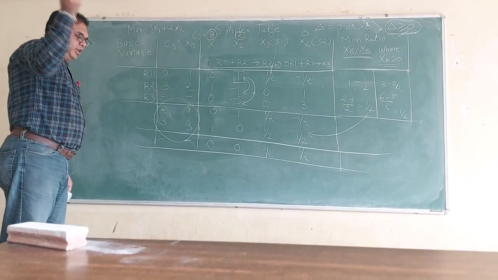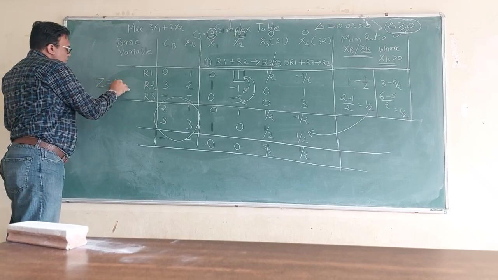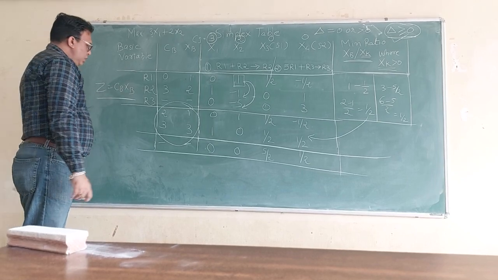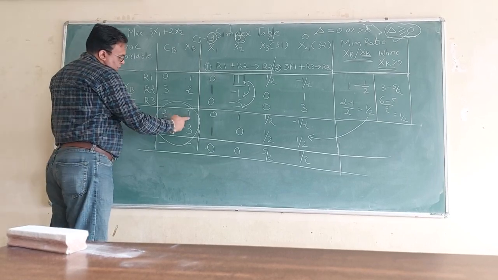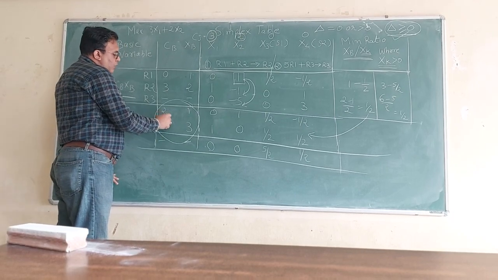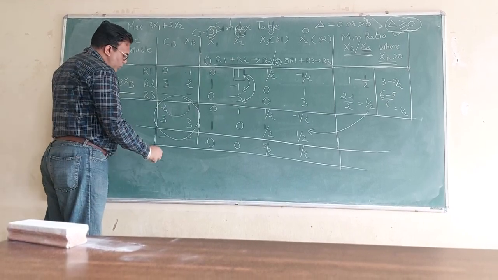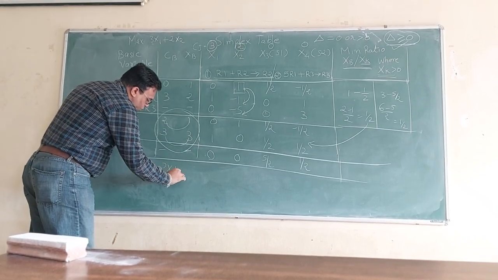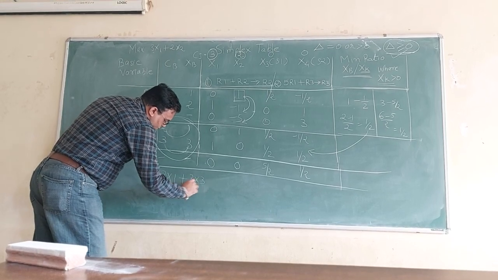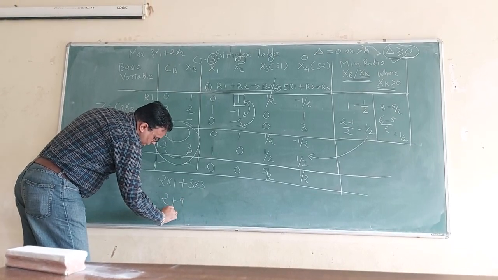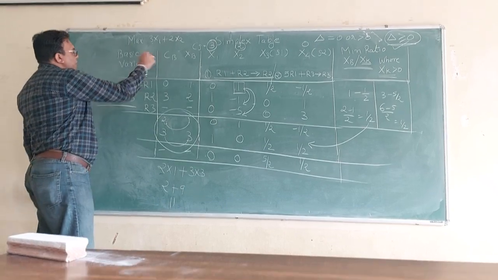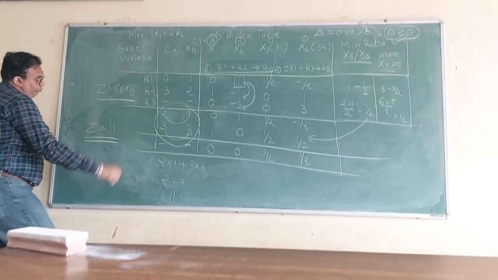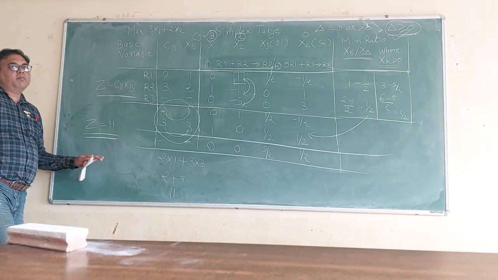Now with this CB and XB, we have to find the Z value. As we wrote first in the first table, Z is equal to CB into XB. CB and XB mean these are the values we have to multiply: 2 into 1 plus 3 into 3. I repeat one more time, 2 into 1 plus 3 into 3. So the value is 2 plus 9, so 11. So our final answer Z is equal to 11. This is all about the simplex method.